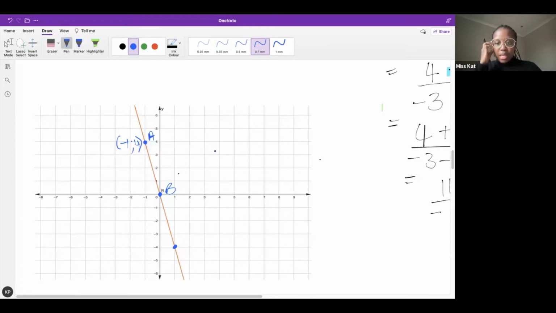What are the coordinates of B? Coordinates of B. It is right in the origin. Yes, 0, 0. Okay, let's remind ourselves of the formula. Gradient is the y of A minus the y of B over the x of A minus the x of B.